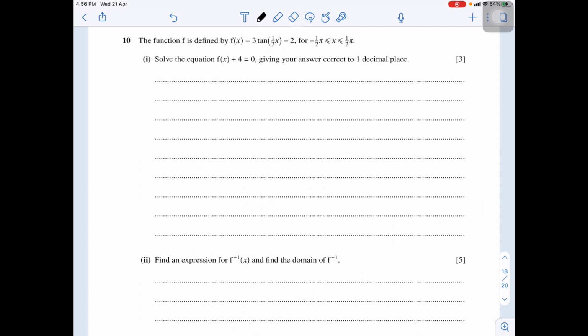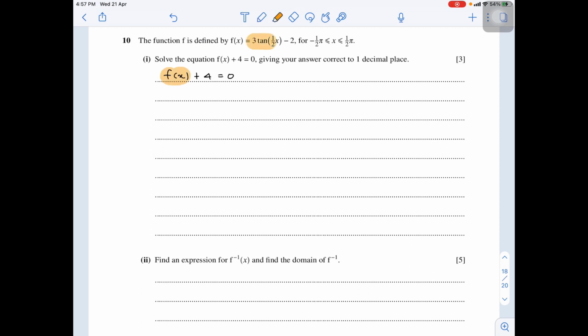That's my final answer. Number 10. The function f is defined by f of x is 3 tan half x minus 2 for negative half pi to positive half pi. Solve the equation f of x plus 4 equals 0, giving your answer correct to 1 decimal place.